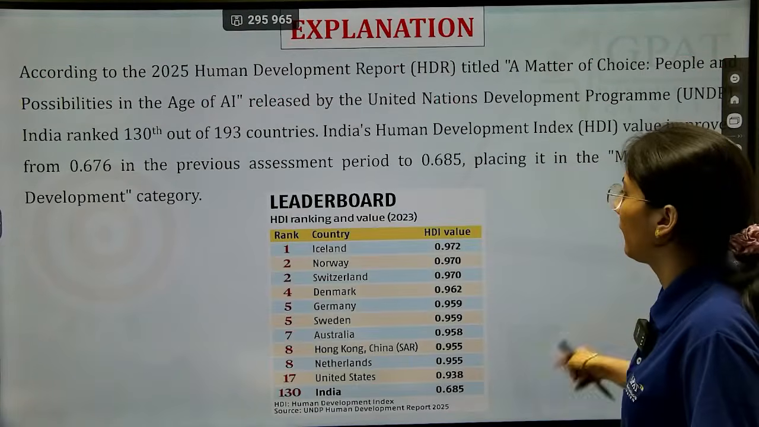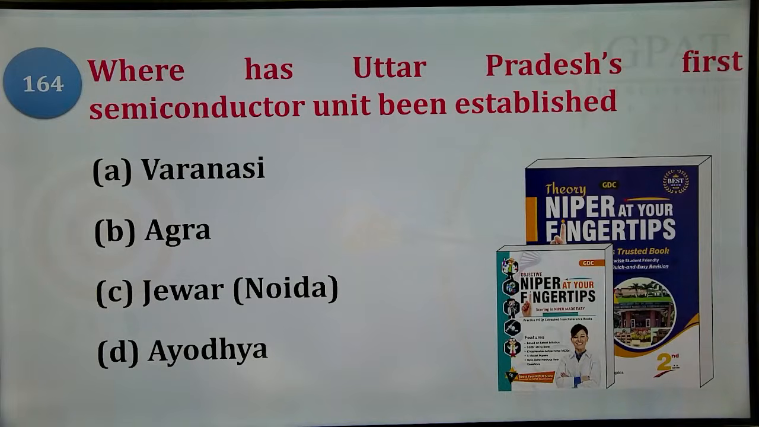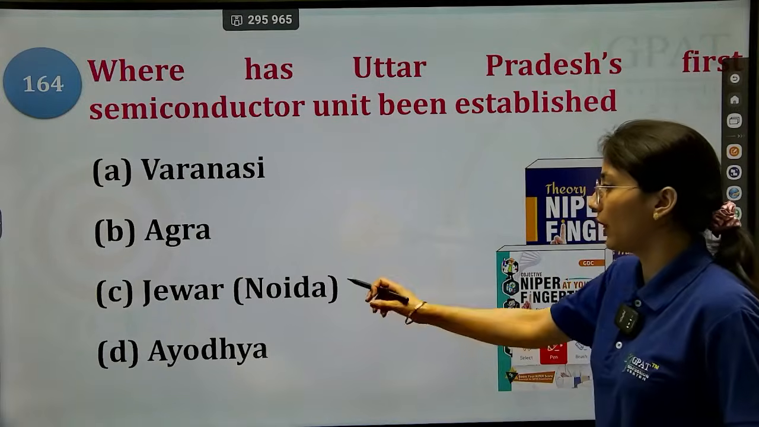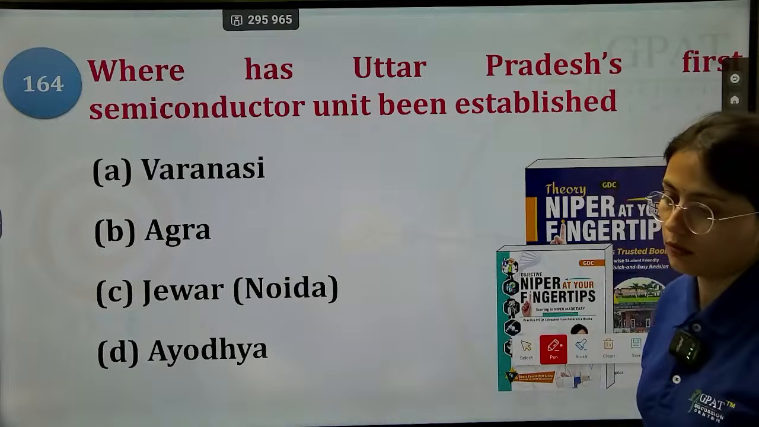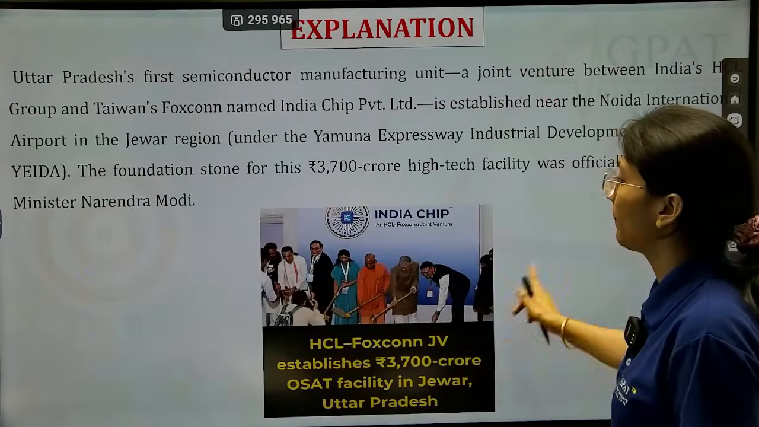130th rank. Where has Uttar Pradesh's first semiconductor unit been established? Varanasi, Agra, Noida, Ayodhya. That is in Noida, Jewar, Noida.